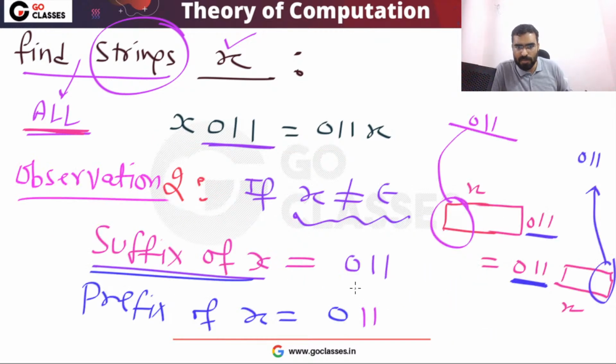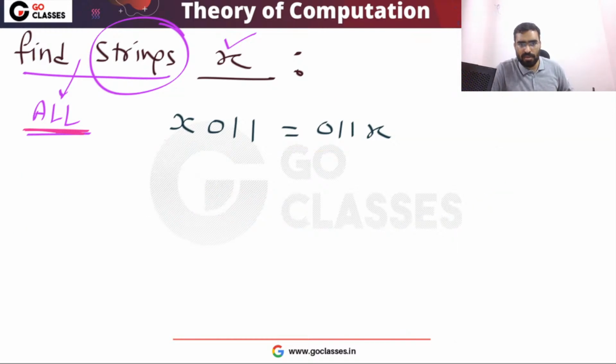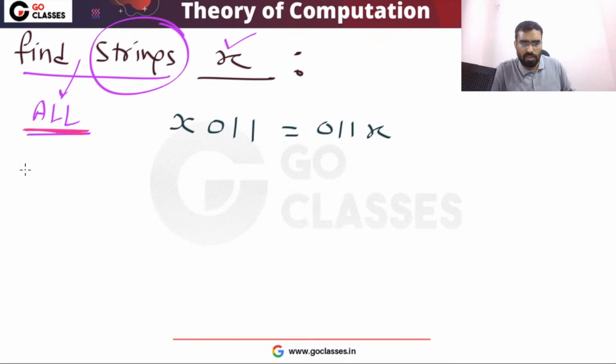Because suffix of x must be 011. You can solve in terms of prefix also, no problem. The same question you can also solve in terms of prefix. But anyway, you can solve like this. Then x will be y011 for some string y. So now x is equal to y011.